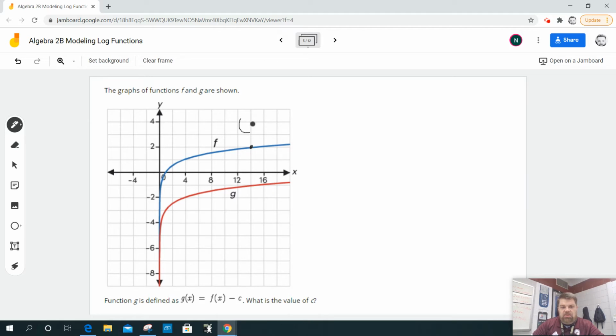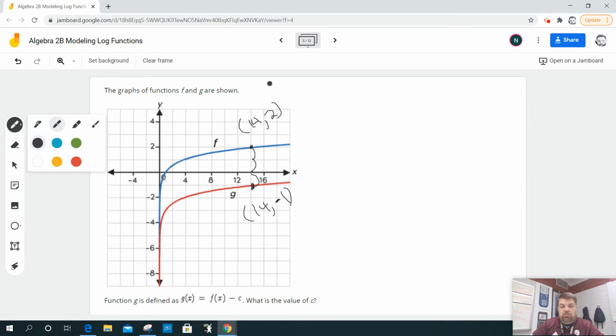So that is probably (14, 2). And it looks like it goes down 1, 2, 3. And this point right here is (14, negative 1).